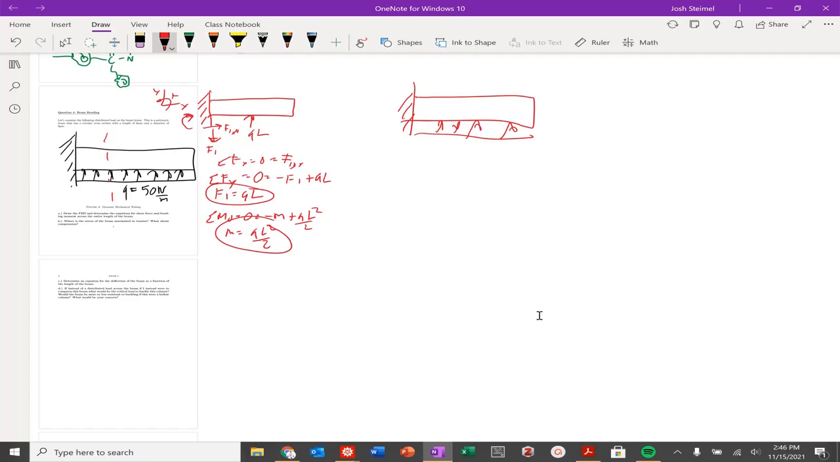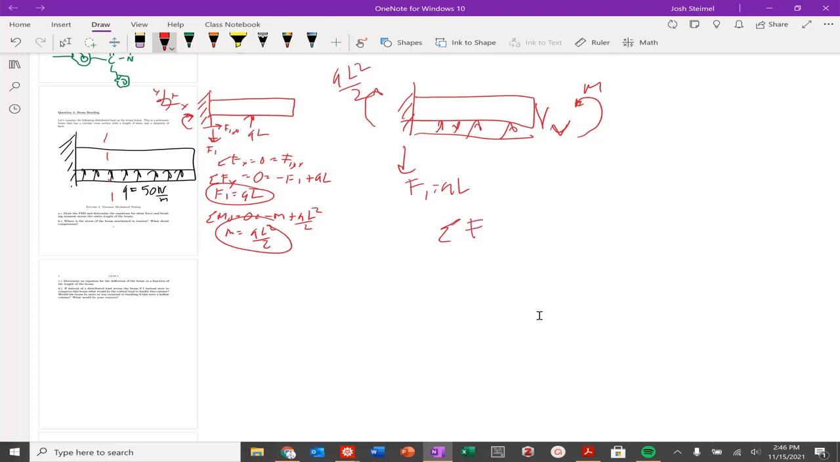So what do we have going on here? We have our moment here, which is going to be equal to this moment. Let's erase it. So we have some moment acting here, which is going to be equal to QL squared over 2. We're also going to have some force going in this down direction, F sub 1, equal to QL. And we're also going to have this shear, V, and our moment going around like this, M.